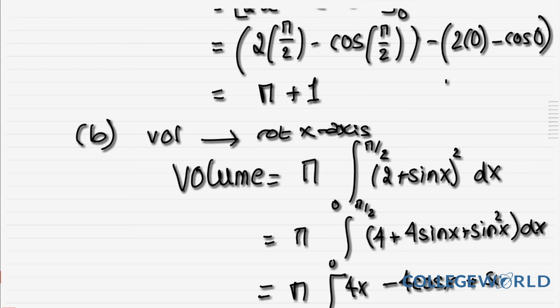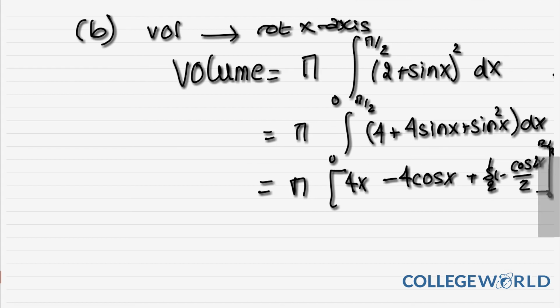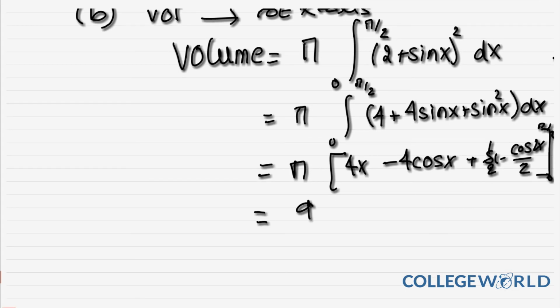How do you integrate sine squared x? It's a long thing to do, because you express sine squared x in cosine 2x format, which is half minus cosine 2x over 2. You're using trigonometric identities, from 0 to pi over 2. You replace, you solve, and in the end you get the answer, which is 9 over 4 pi squared plus 4 pi.